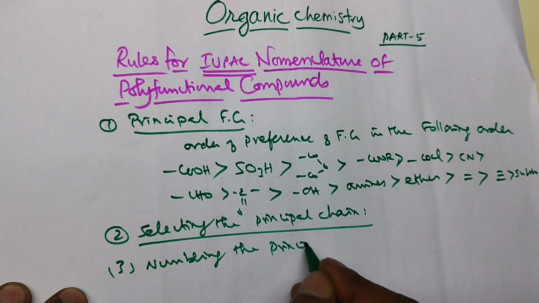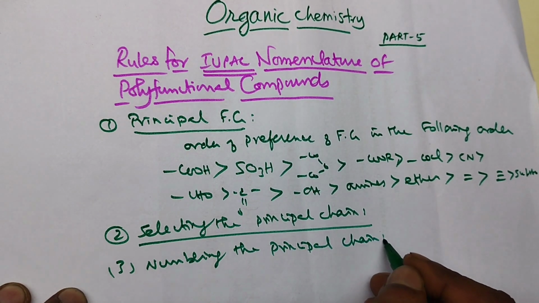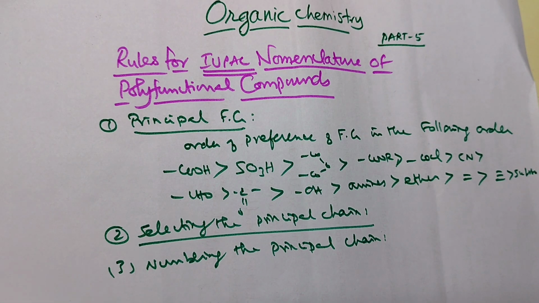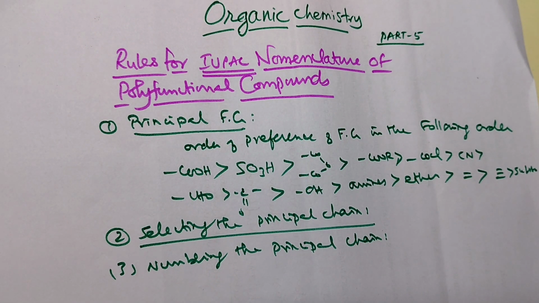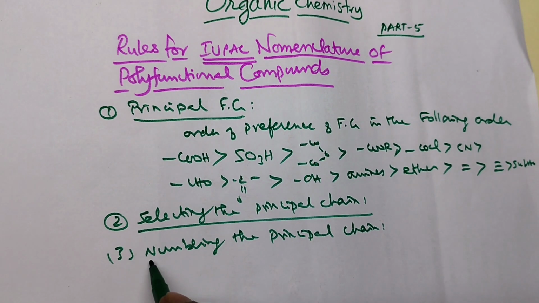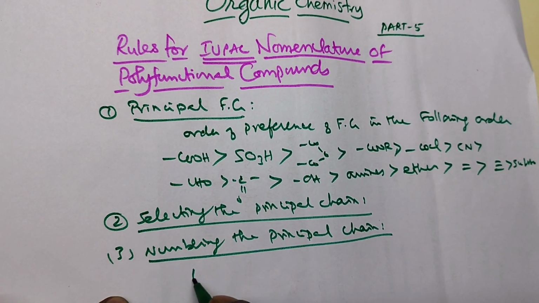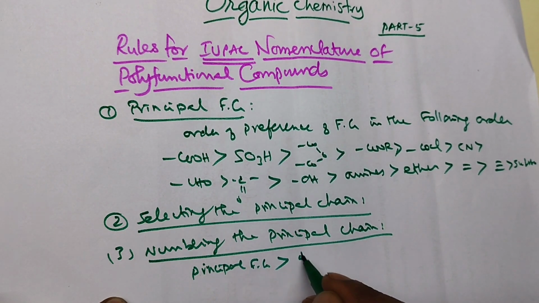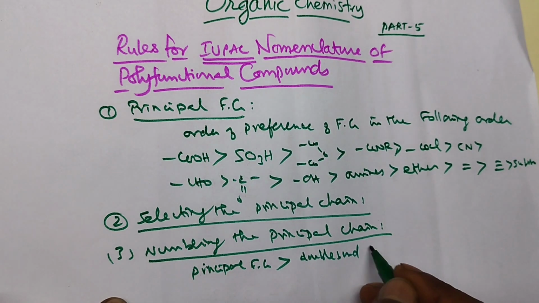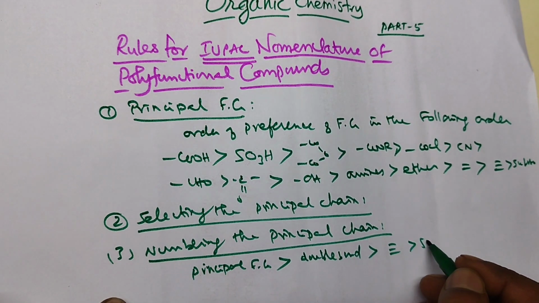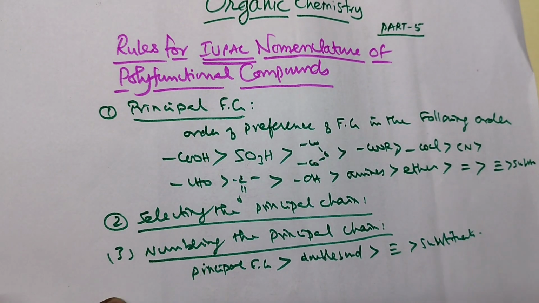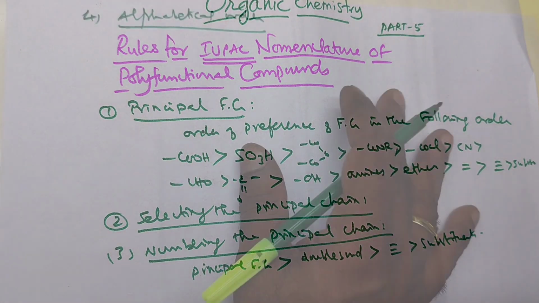And the third rule is numbering the principal chain. The principal chain in the polyfunctional compound must be numbered in such a way that the principal functional group gets the lowest possible number, followed by the double bond, triple bond, and the substituents. So we have to follow this order: first the principal functional group, then double bond, next triple bond, next substituents, and then alphabetical order. This is the order you follow for naming an organic compound.